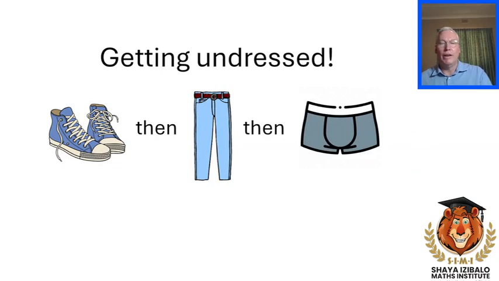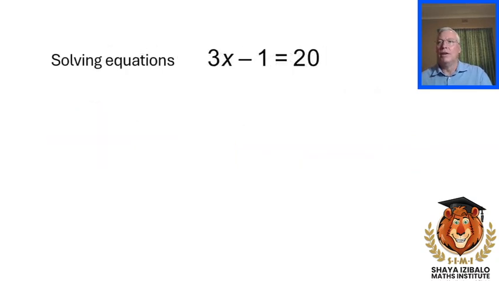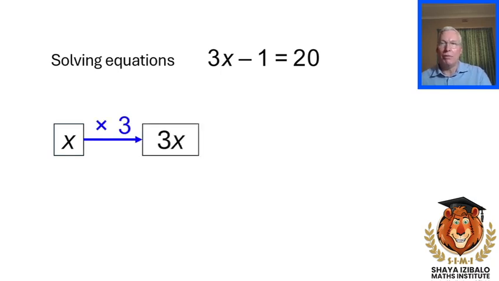Okay, so let's now look at an equation. Here we've got an equation, 3x minus 1 equals 20. If we look at what's happening here, x is all dressed up, all right? What's happening to x, and in what order is it happening? The first thing that's happening to x is it's being multiplied by 3.